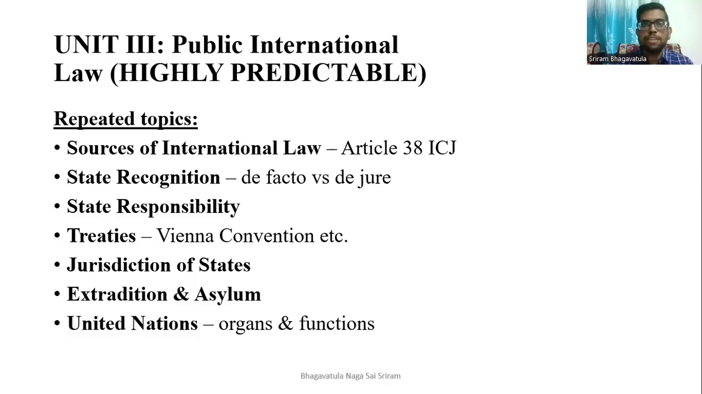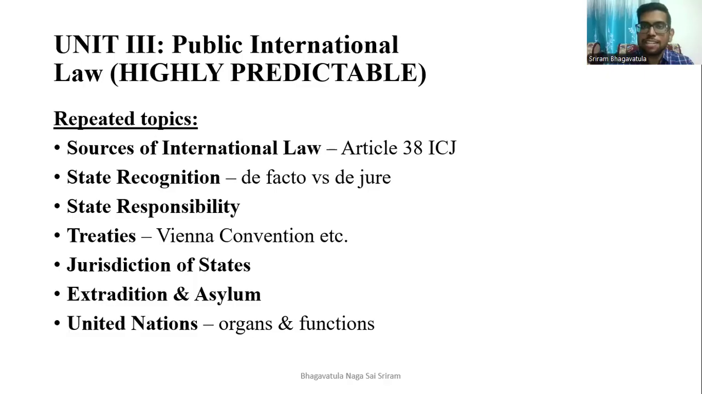State responsibility means, if at all one country is declaring a war on another country, what is the responsibility of the state and what obligations it is having. If at all any kind of bilateral agreement is there between two countries, who has to do this particular agreement, and what is the responsibility of the state? The concept is very wide and it is very, very important.